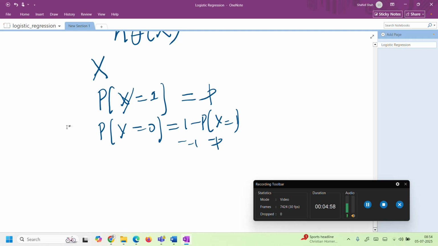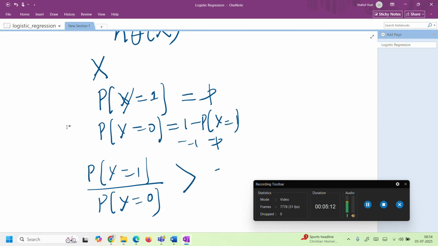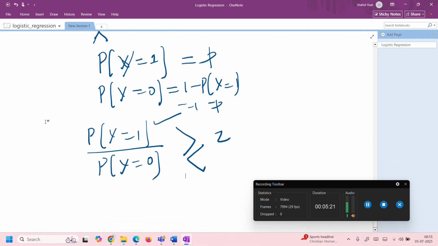Now we usually compare the ratio of the two: the probability that a student is placed divided by the probability that a student is not placed. If it is greater than some threshold, suppose z, then we will decide that the student is placed. If it is less than the threshold, we will decide it is not placed. This is one logical way. It means that p divided by 1 minus p has to be compared with some threshold z.